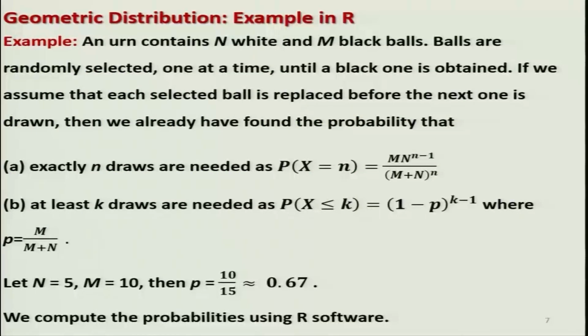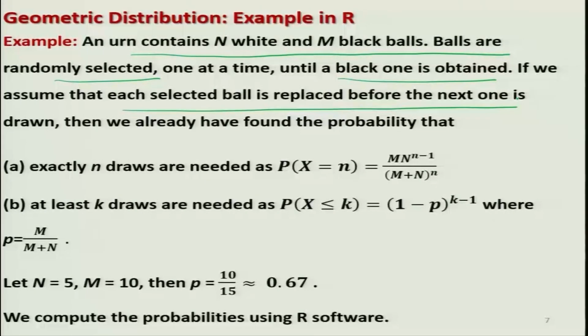right. So, now what we do, we try to consider the same example that we considered in the last lecture, and we try to compute those probabilities using the R software. So, in that example we had considered that there is an urn which has n white and m black balls, and the balls are randomly selected one at a time until a black one is obtained. And if we assume that each selected ball is replaced before the next one is drawn, then we already had found the probability that exactly n draws are needed.